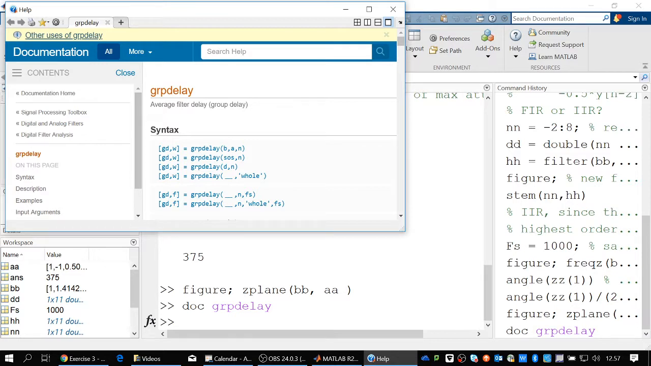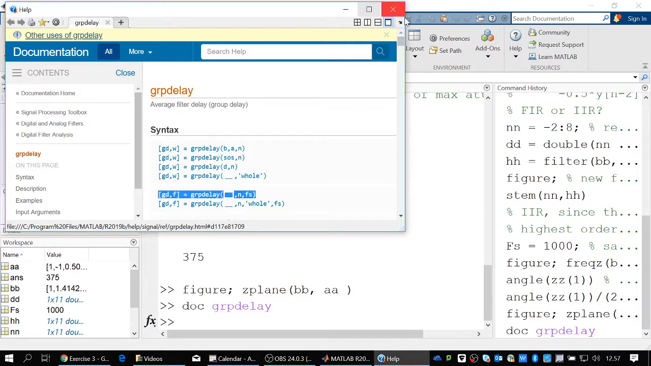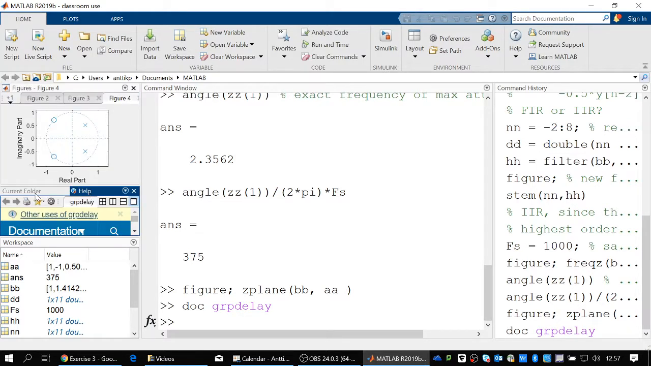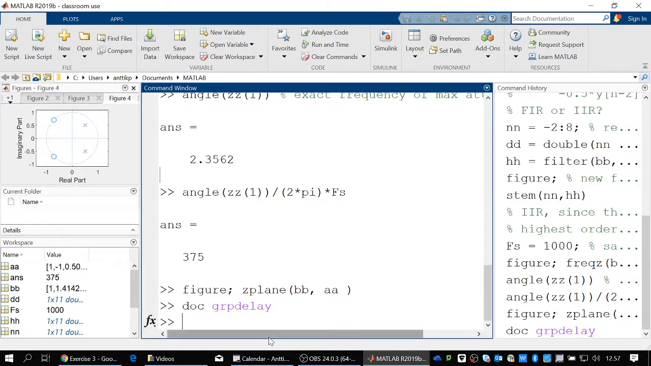And actually, you can use it the same way for the frequency response. So, okay, that's fine. Maybe I dock that one too. Where do I dock it? Maybe there? No, it's not good. No good there.